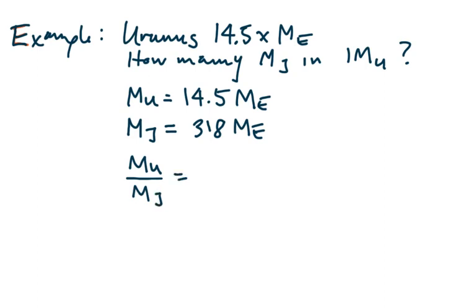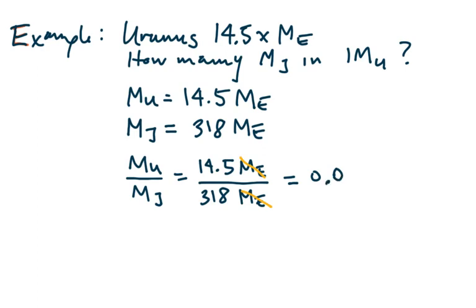And even though we don't have the exact values in kilograms, we have each of these planets expressed in Earth mass units. So we can go ahead now, and in our numerator we have 14.5 times the mass of the Earth. In the denominator we have 318 times the mass of the Earth. And you can see that the Earth masses will cancel. And then what we're left with is 14.5 divided by 318, which gives us 0.046.